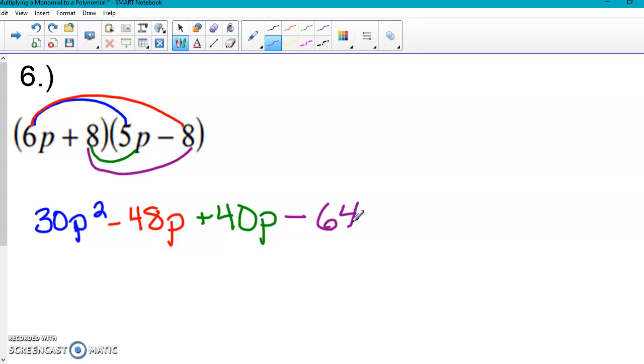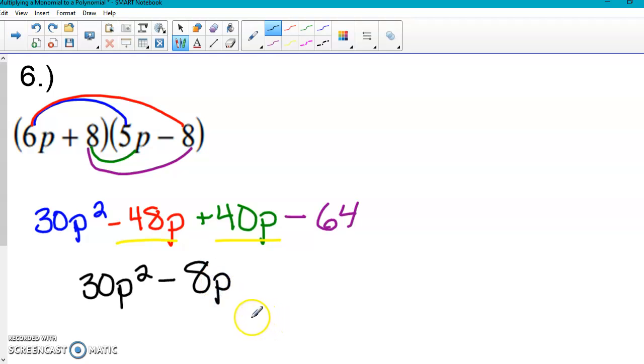Okay, so let's see if we've got some like terms again. So p squared, there are no more p squareds. Negative 48p. Ooh, I do have somebody that looks like him. I have a positive 40p. So we're going to combine those 2 together. 30p squared, he didn't have any more friends, so he stays by himself. Combine these 2. Remember, the word combine means to just add them together. So negative 48p plus 40p. If you do negative 48 plus 40 in your calculator, you're going to get negative 8. So negative 8p. And then my constant, I didn't have any other constant, so he stays the same.